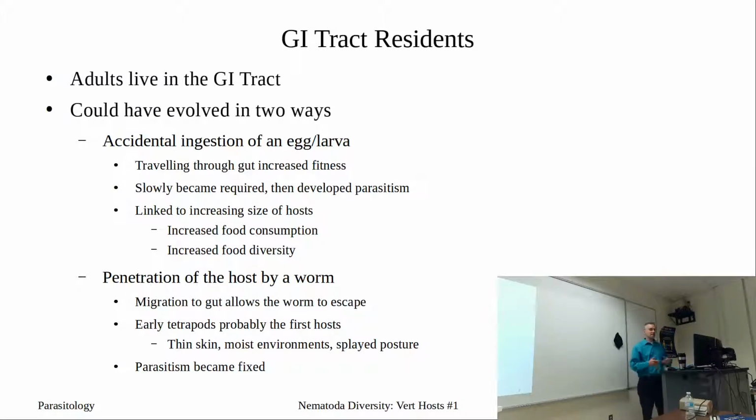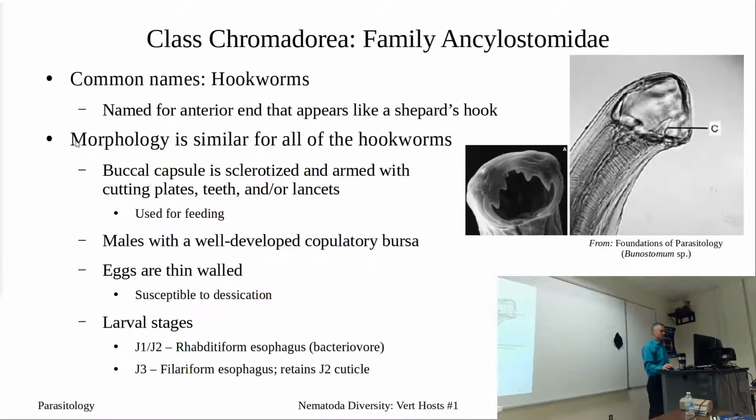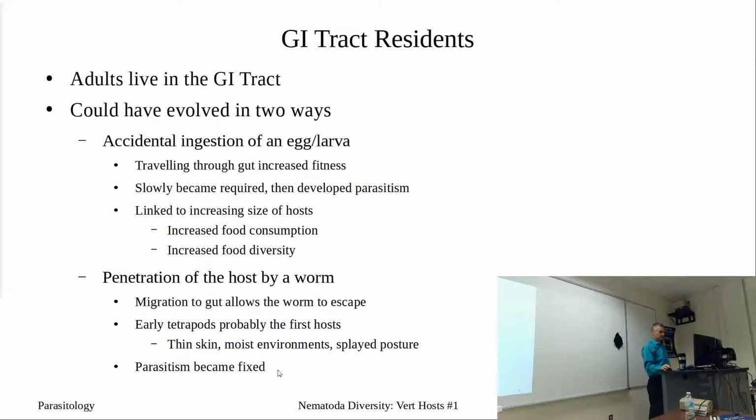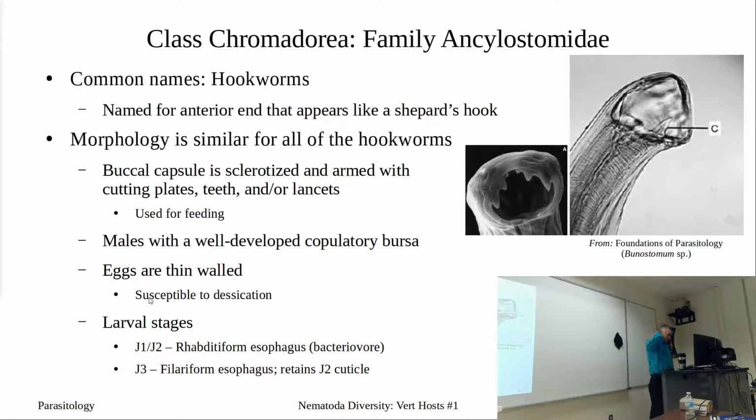Now, as you're kind of seeing, these are two different patterns. You've got one where you just get consumed, and then you remain in the gut, and then you have this other one where you've got penetration and migration through the body just to finally get to the gut. And we're going to see example life cycles of both of these types. Any questions? So the first one, the hookworms, is the penetration of the host by the worm. We're going to start with those.